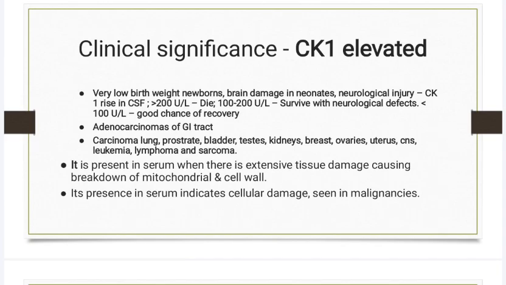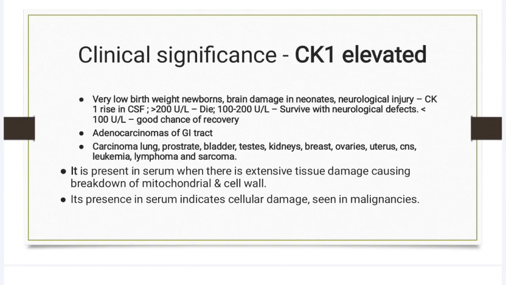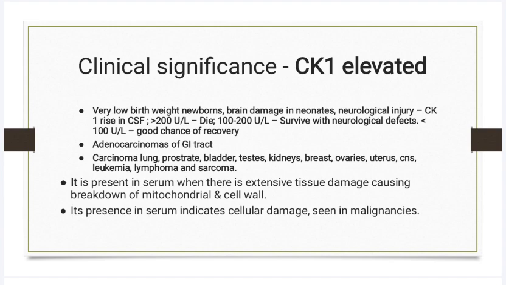Clinical significance when CK1 form is elevated. It is very low in the kids of low birth weight newborns. In case of brain damage in neonates, neurological injury, this CK1 rise in CSF greater than 200 units per liter leads to death of the patient. If it is in the range of 100 to 200 units per liter, there is a survival chance with a neurological defect. When it is lesser than 100 units per liter, there is a good chance of recovery.